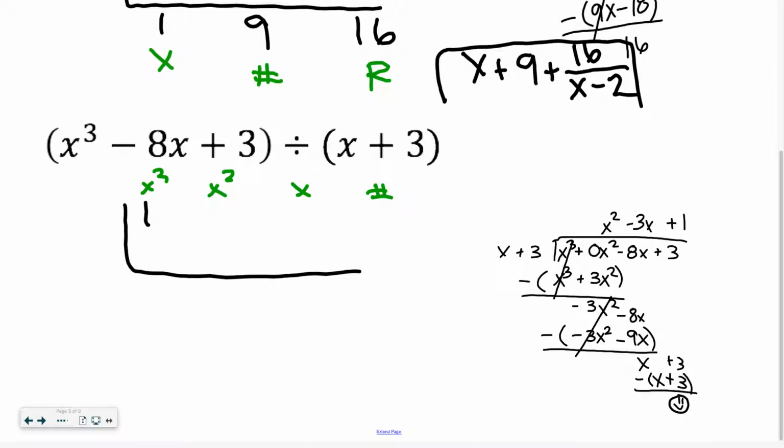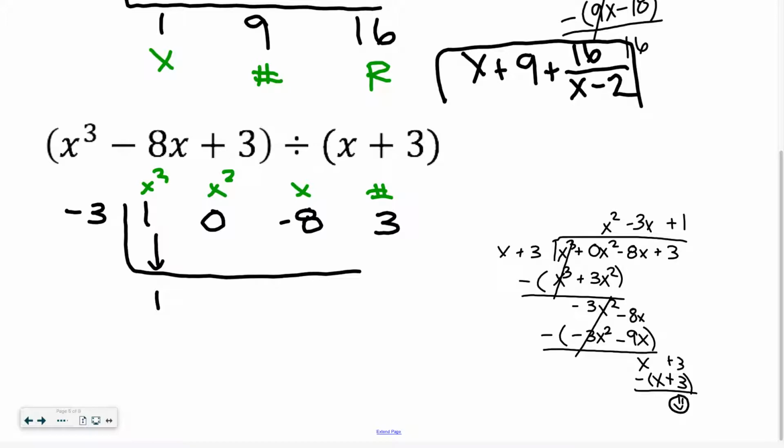X squared? 0. X? Negative 8. Number? 3. What do I put on the outside? Negative 3. Okay. Rules of synthetic: add down and multiply. Remember, on the first one there's never anything to add, so do not be alarmed. You always drop your leading coefficient, and it goes outside the box.